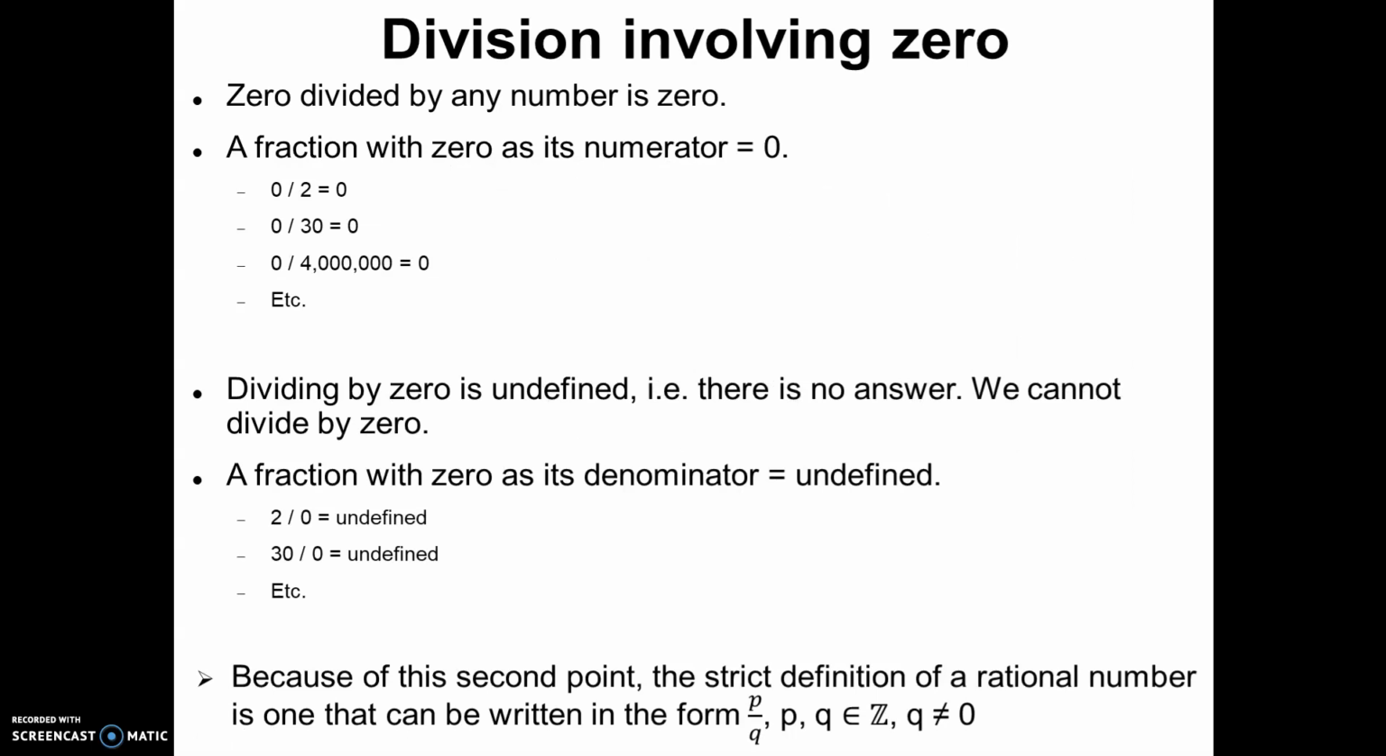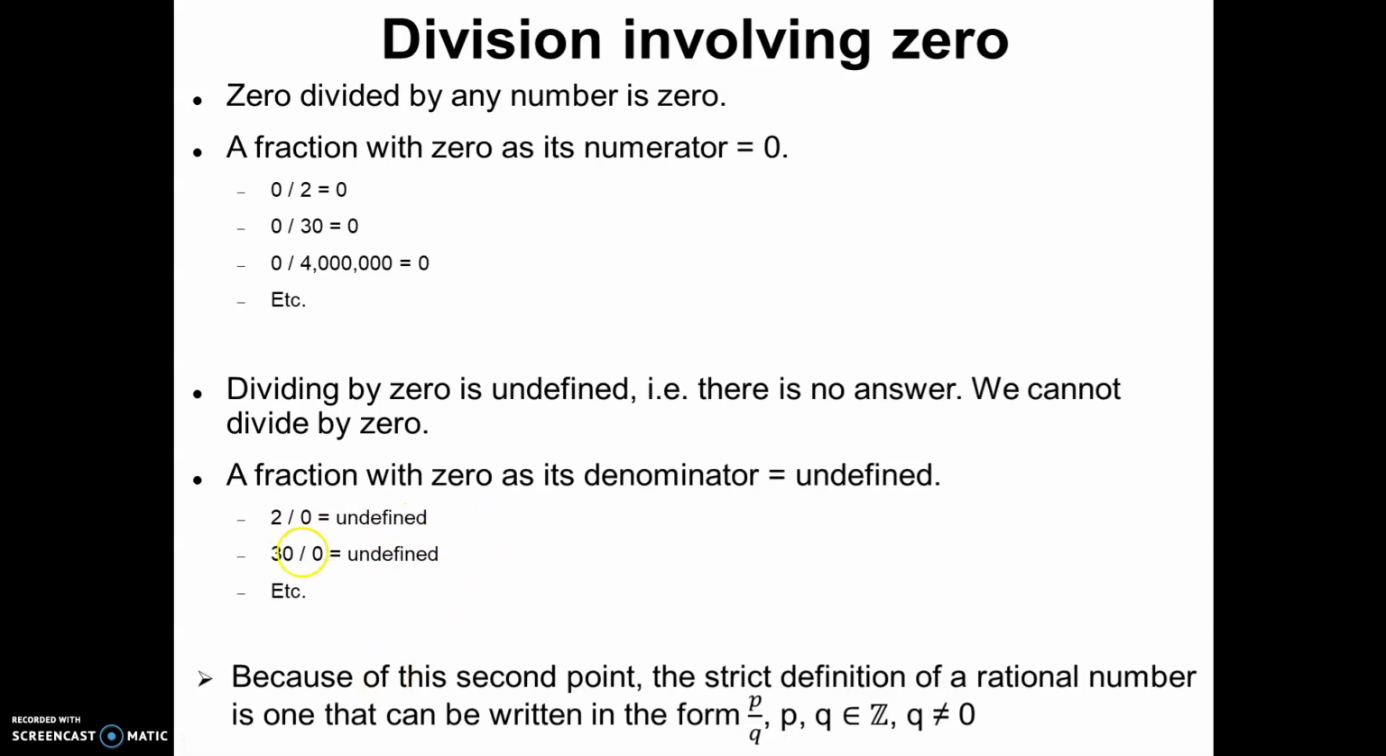First one, division involving 0. 0 divided by any number is 0. So if 0 is on top of your fraction, the answer is 0. So 0 divided by 2 is 0, 0 divided by 30 is equal to 0, 0 divided by 4 million is 0. On the other hand, though, dividing by 0 is undefined. So there's no answer. We cannot divide by 0. So 2 divided by 0 is undefined. 30 divided by 0 is undefined. If you put it in your calculator, you will get error.